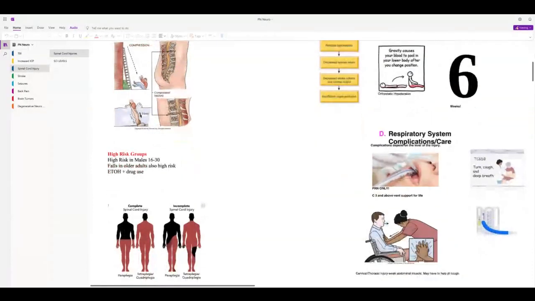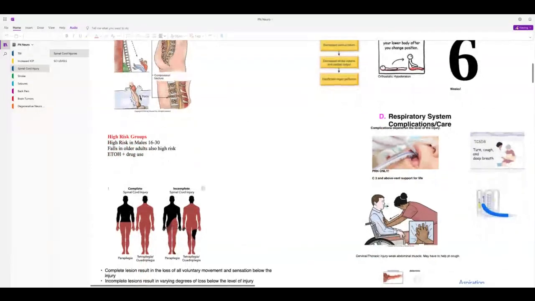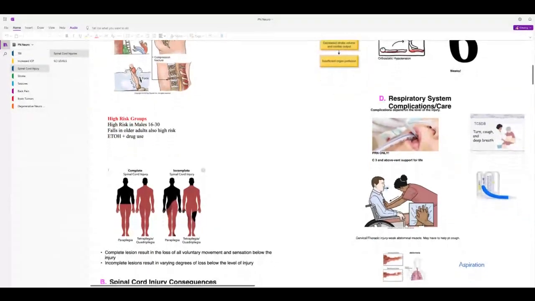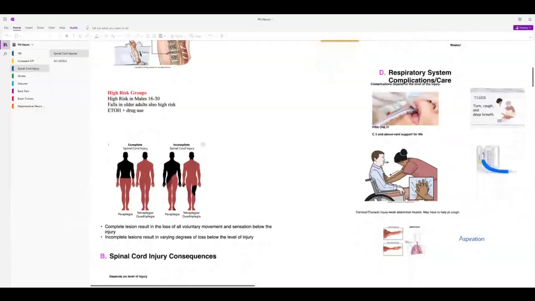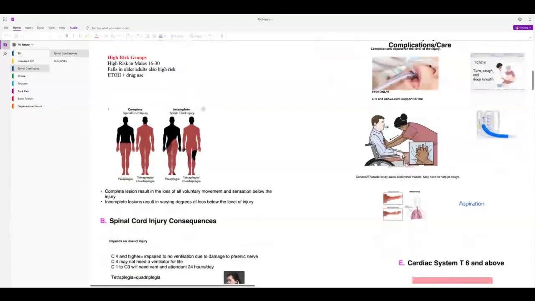High risk groups. We talked about males before. And my apologies to the males in the group, but seriously, you got to stop taking all those risks. We talked about older adults before. There's all kinds of injuries that could happen. It depends on what kind of injury you have. You could have a complete, you could have incomplete.